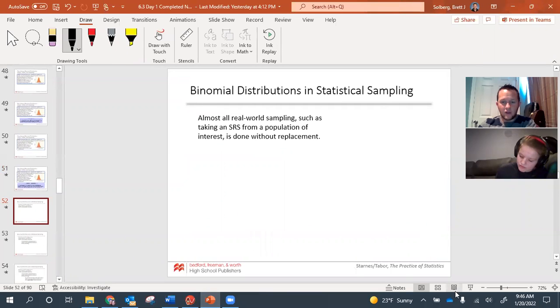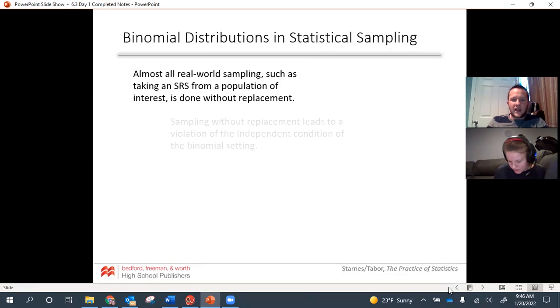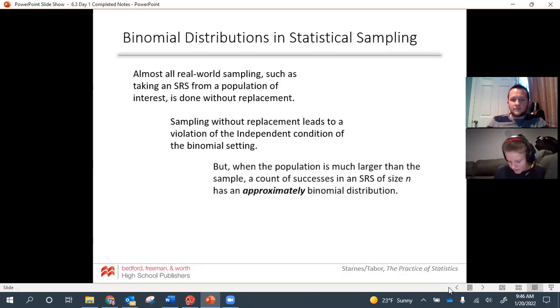All right, now we're going to be introduced to one of our new conditions, okay? If we think about what we've been saying with independence and how the condition of independence needs to be met, basically we said if we were playing the game of hearts and we didn't replace that card, it would no longer be independent. Well, in the real world, we never replace people. If I'm doing a survey and I ask someone, do we replace that person in a survey? No, it's always done without replacement, okay? So that violates our independence condition.